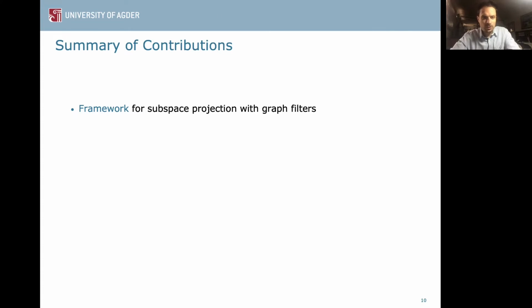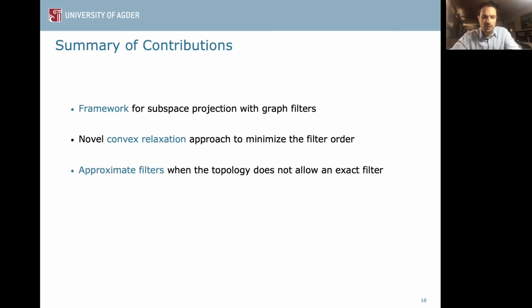So to sum up, this work develops a framework for fast subspace projection using graph filters based on the convex relaxation approach that I just explained with this nuclear norm of a Kronecker difference. There are other things that I don't have time to explain. One of them is that the work also proposes an algorithm for obtaining graph filters capable of approximating projections that cannot be computed exactly using a certain topology or a given topology.